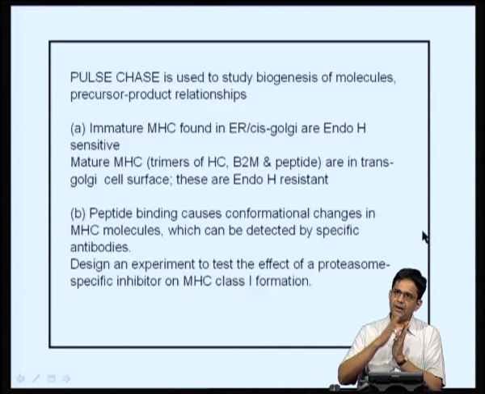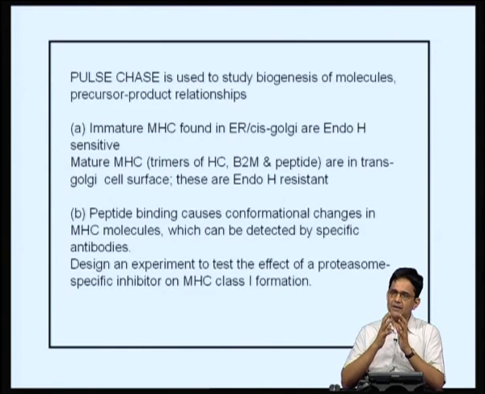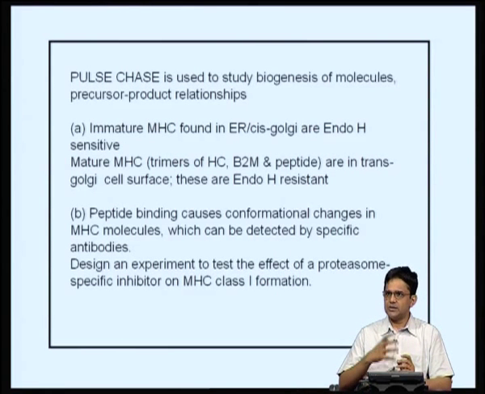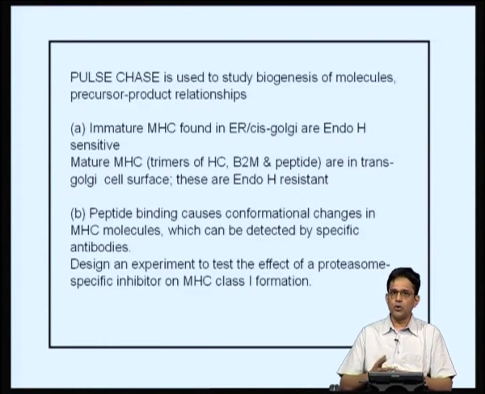Now, the second example that I would come up with is, as I said, once you have peptide binding to MHC class 1 molecules, then they become more stable, and they can be detected with specific antibodies. So, you need to think of or design an experiment how you would test the effect of, let us say, a proteasome specific inhibitor on MHC class 1 formation.